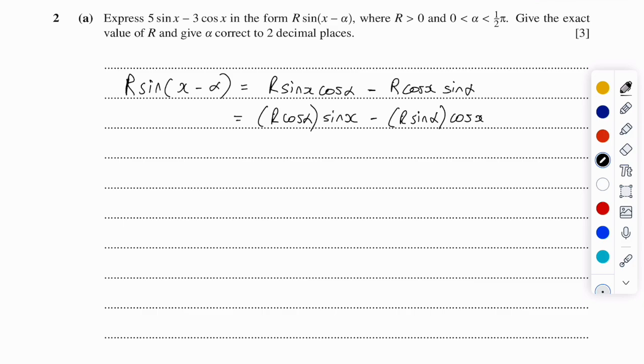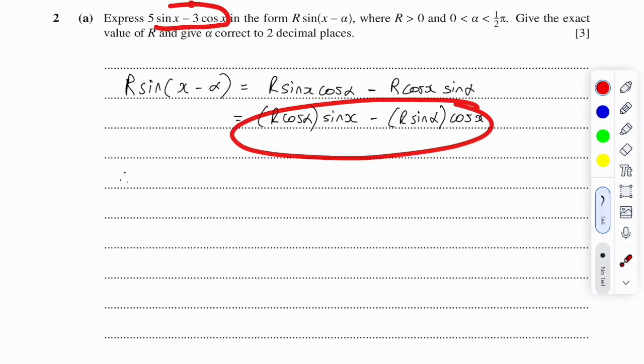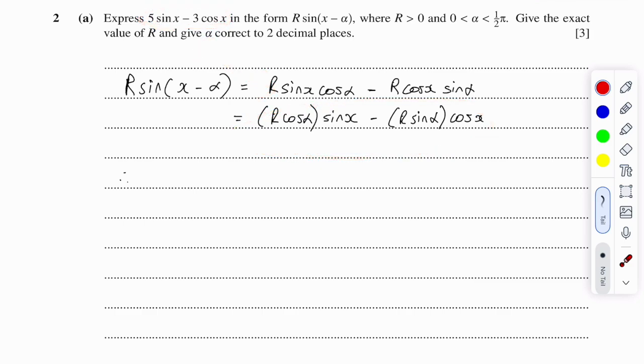What does that tell us? Well, if we correspond this to this, what does that mean? Well, what we get then is r cos alpha is equal to 5. And of course, r sine alpha is equal to 3.